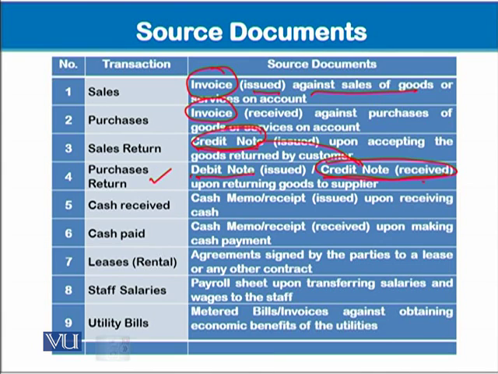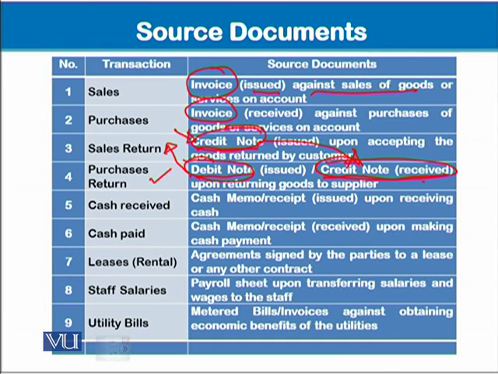Or if the buyer is initiating this purchase return, the buyer will return goods to the supplier, the seller, along with this debit note. And this debit note is becoming a request to the seller for issuing this credit note, which will be issued to the buyer or the customer against returning goods.